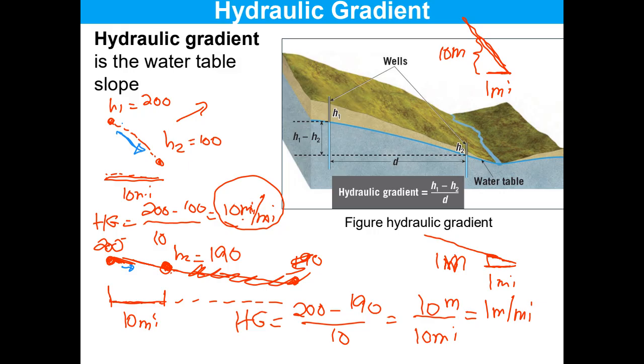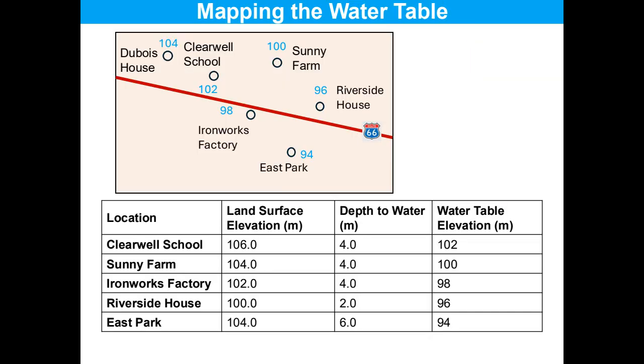Now, let's try to understand the reason behind the understanding or mapping the water table. Why do we need to know how high is the water table? As I said, the water table elevation is important. Let's look at this scenario right here. Imagine we have a town, and we have Dubois House, the Clearwell School right here, Sunny Farm, and so on and so on. This is Route 66, for example, and so on and so on.